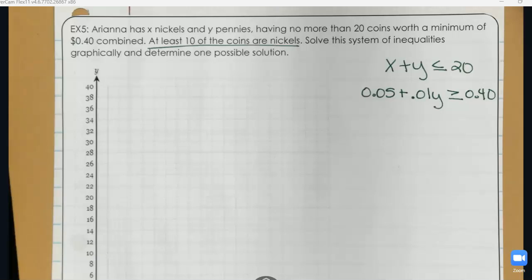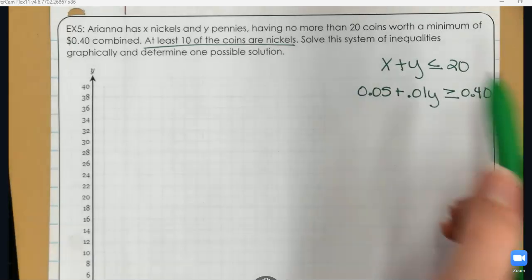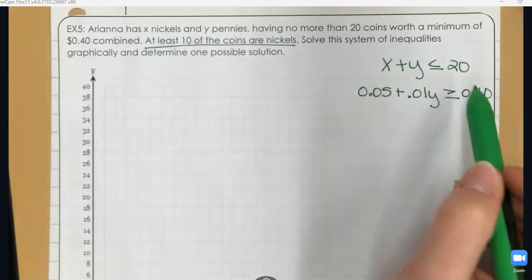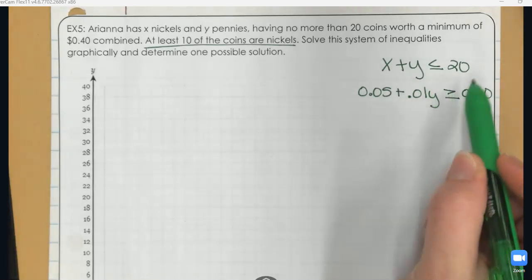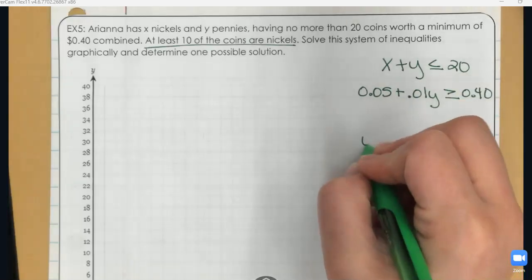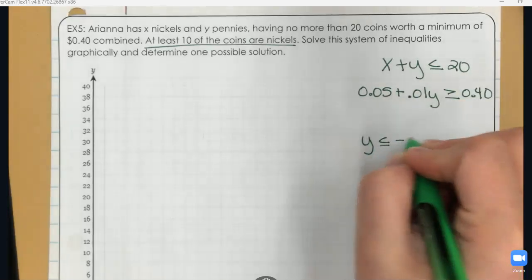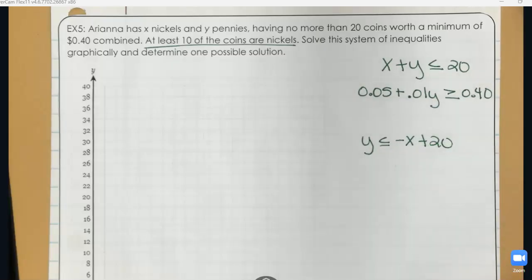All right, welcome to part 2. We were getting these inequalities on the graph, and in order to do so, I need to rewrite these in essentially slope-intercept form. So for the first one, all I'm going to need to do is subtract x. So y will be less than or equal to negative x plus 20.